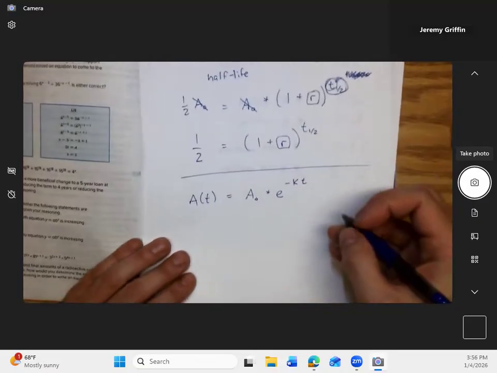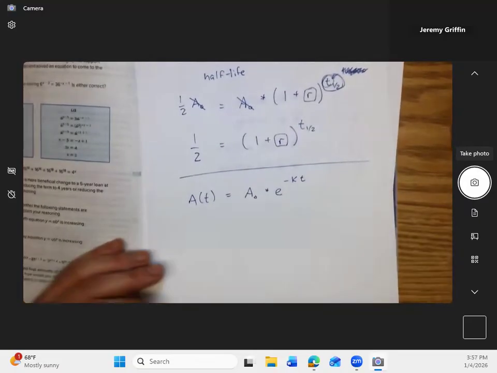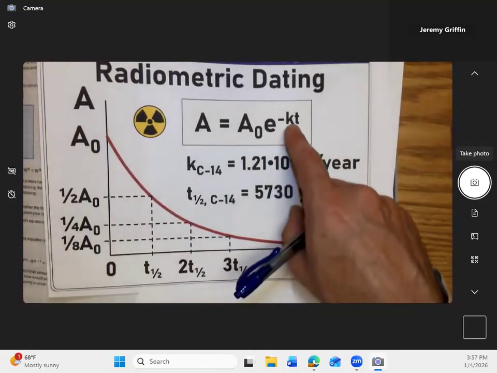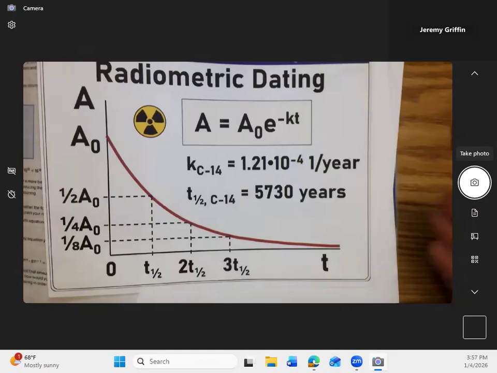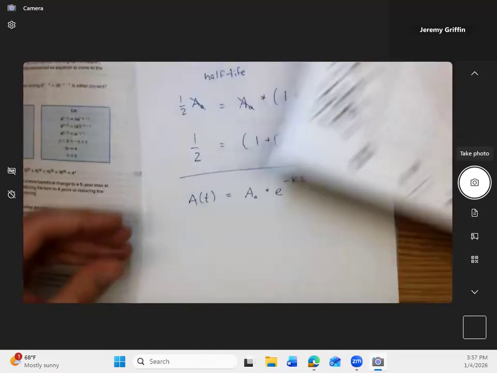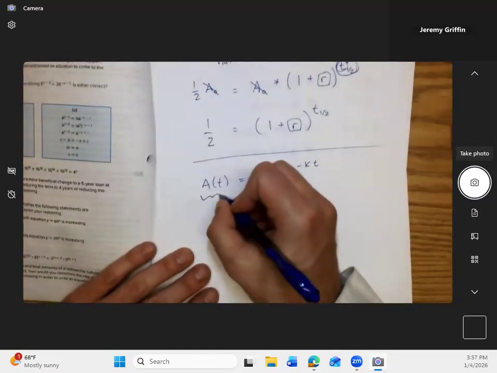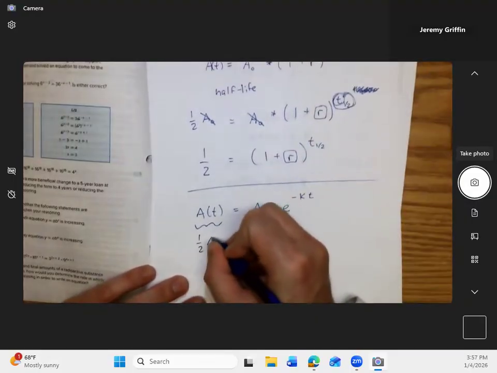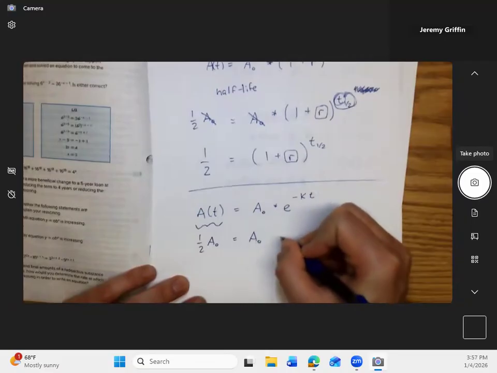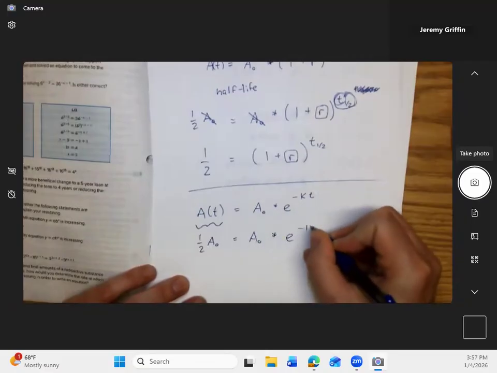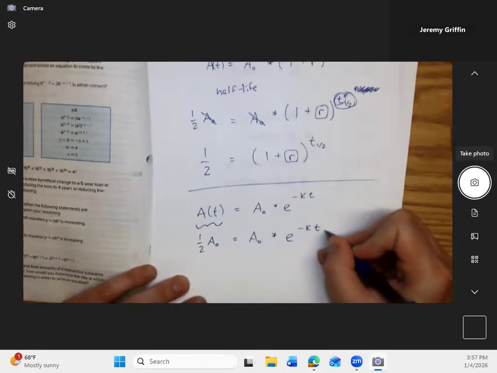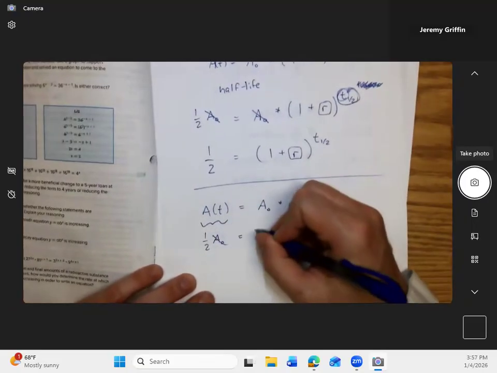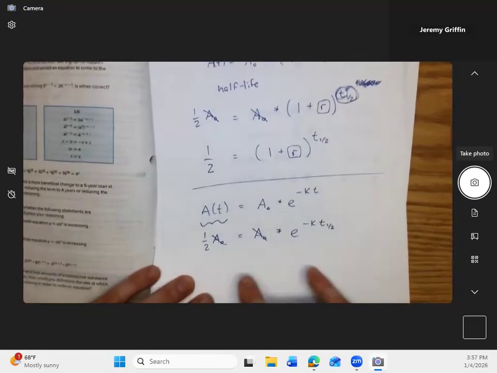I'm including the negative myself because I know this is going to be exponential decay. If I forgot to include the negative, it would naturally come out negative anyway. It's like, oh yeah, that's right, it would have to be. And then just like with this other method, I could call this 1/2 A naught and this A naught, and then e to the negative k. And this t would become the t 1/2, the half-life. That happens just like before.